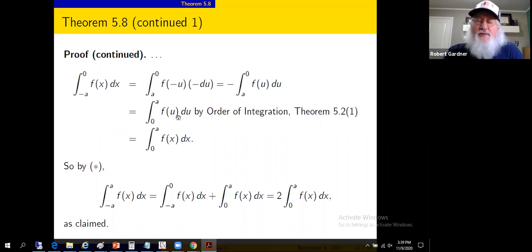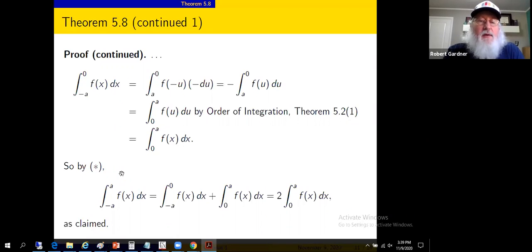Variables, x's or u's or whatever they're called, are dummy variables. So let's get rid of this dummy variable u and write things in terms of x only. So the integral from negative a to 0 of f of x dx equals the integral from 0 to a of f of x dx. Simply change the u's into x's. Of course, the bounds don't have to be changed then. Hey, that's what we get on the right-hand side.